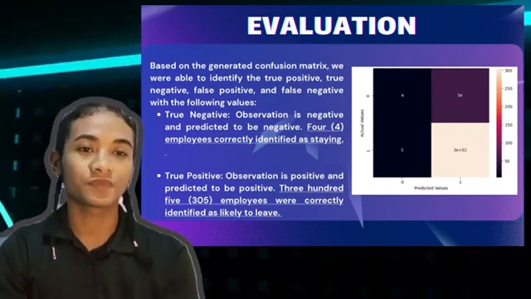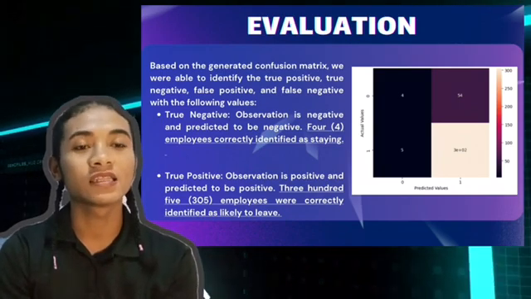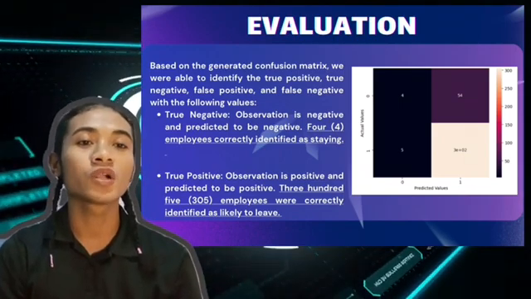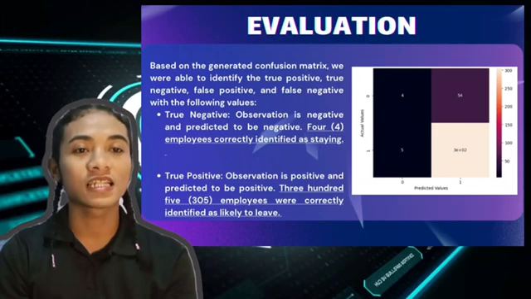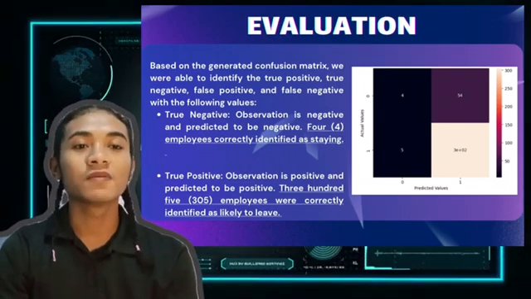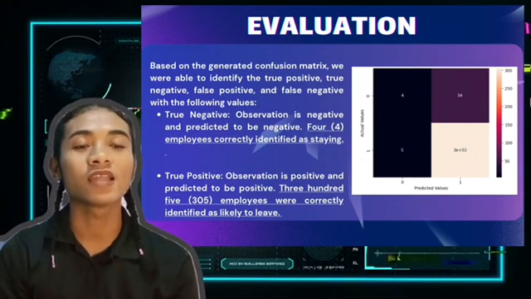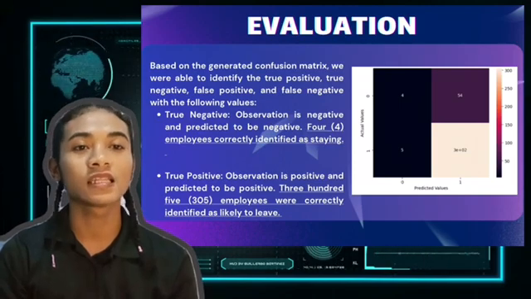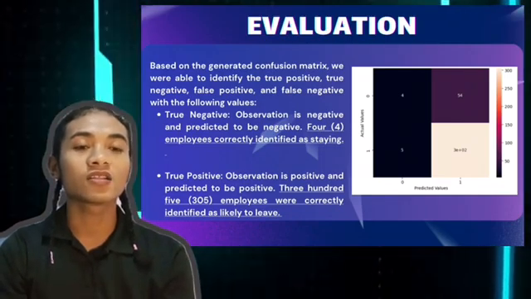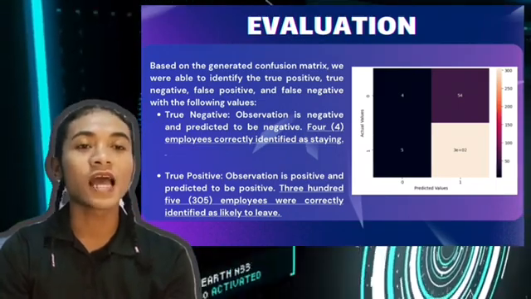So, let's start with the true negative. These are instances when the model correctly predicted that the employee will stay in the company. So there were 4 employees who were accurately identified as not leaving the company. Next, we have the true positive. This represents employees who were correctly predicted to be leaving the company. So there were 305 employees who were identified as likely to leave, and they actually did.